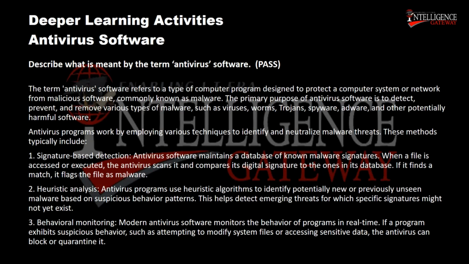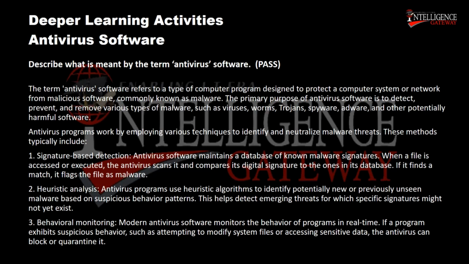Deeper learning activities. Antivirus software. Describe what is meant by the term antivirus software. Pass. The term antivirus software refers to a type of computer program designed to protect a computer system or network from malicious software, commonly known as malware. The primary purpose of antivirus software is to detect, prevent, and remove various types of malware, such as viruses, worms, trojans, spyware, adware, and other potentially harmful software.